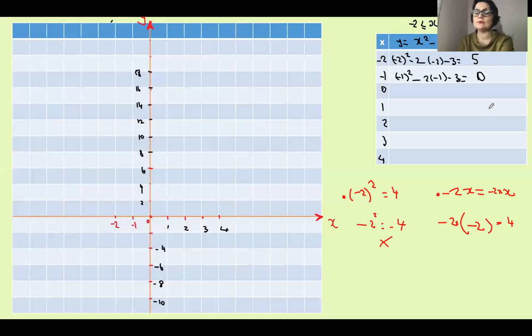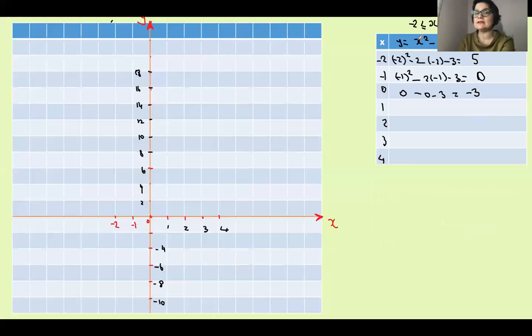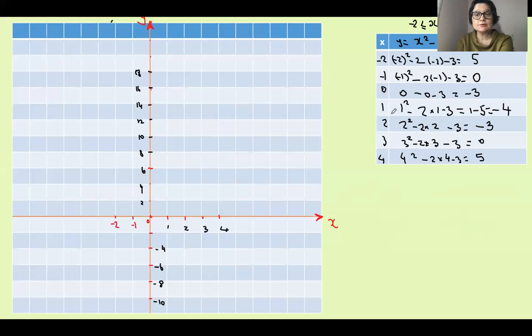Now it is different and much more straightforward when you substitute for 0, because 0 to the power of any number is 0, and any number multiplied by 0 is 0. So the answer is going to be minus 3. And of course, it's much more straightforward when you use positive numbers, so again, you don't need the brackets. So it's going to be 1 to the power of 2 minus 2 times 1 minus 3, which is the same as 1 minus 5 equals minus 4, because minus 2 minus 3 is minus 5. And the next one, substitution of 2 to the power of 2 minus 2 times 2 minus 3.